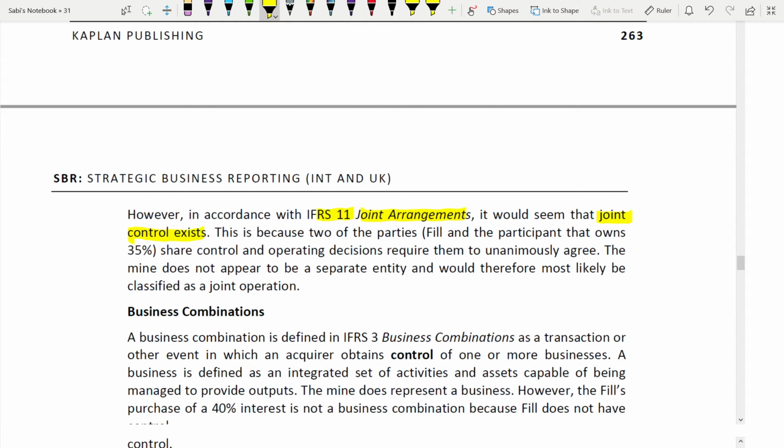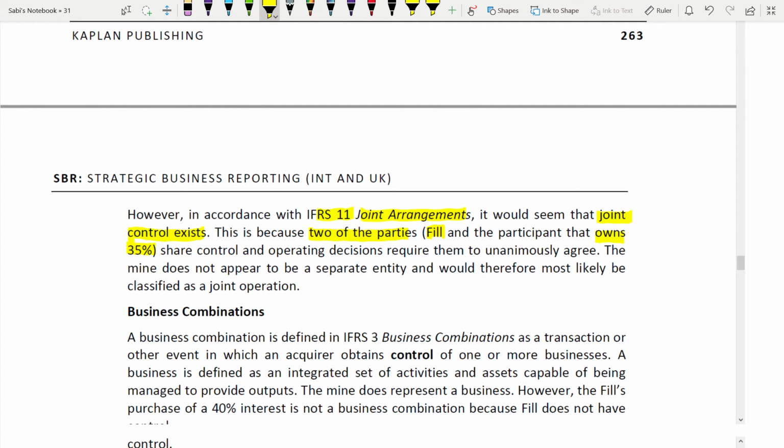But when you're writing it, you cannot write it in that way, that more than one party controls, that's why joint control exists. No. This is because two of the parties. Who are those two parties? Phil and the participant who owns 35%. Because Phil owns 40%, the other party 35. So 40 plus 35 is 75%, more than 72%, you can affect. You can have a say over the operating decisions.